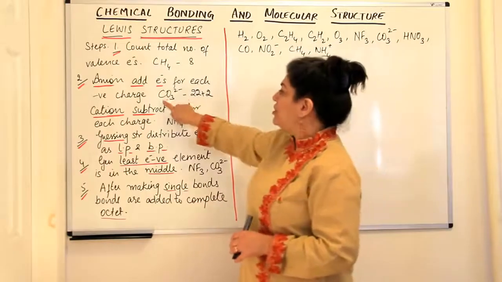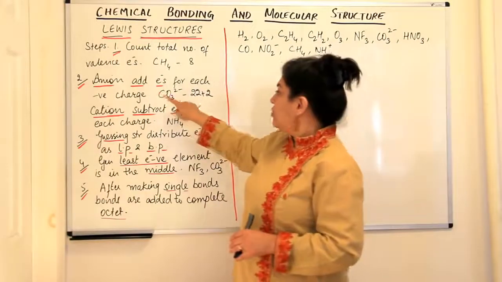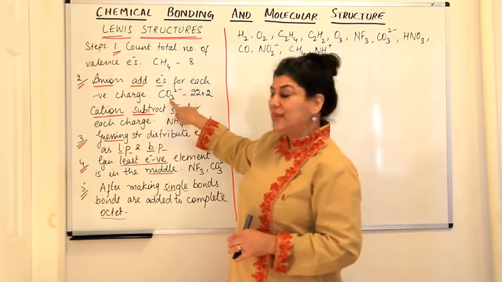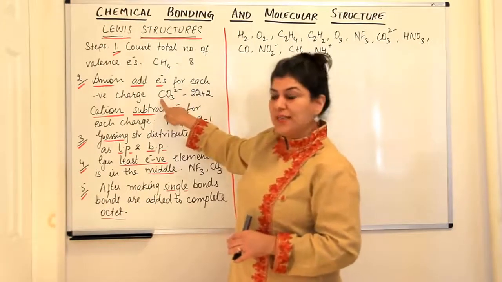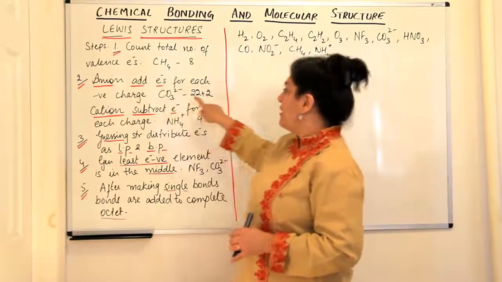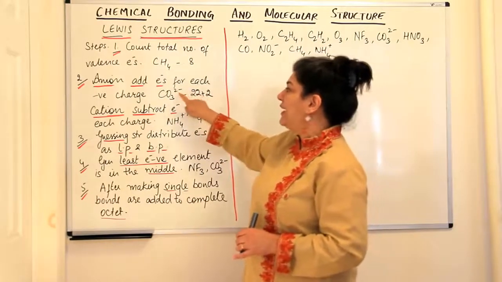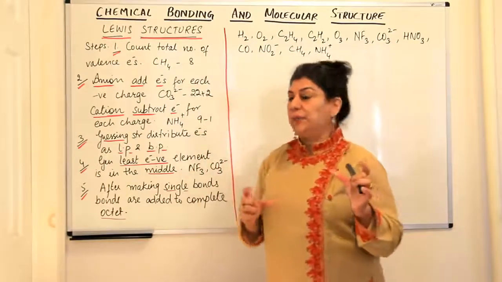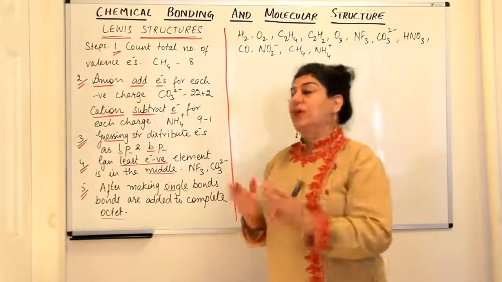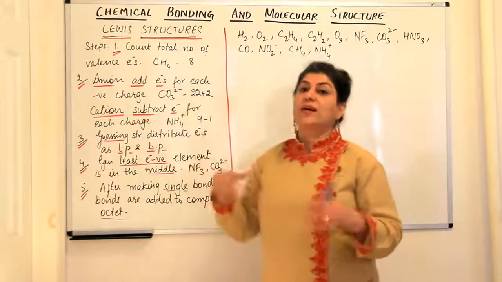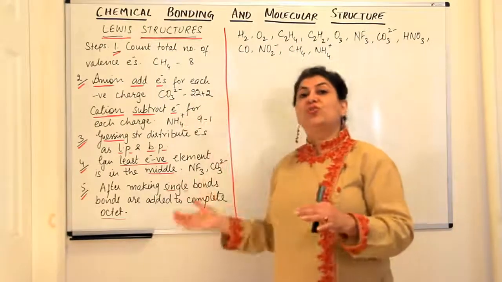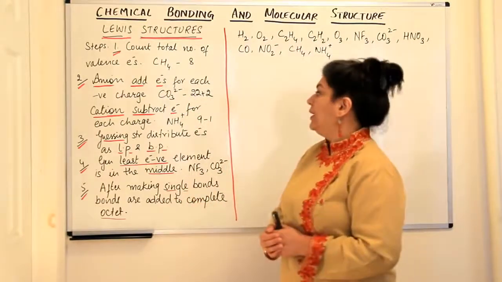For example, if you have CO3 2-, oxygen has 6 valence electrons, carbon has 4 valence electrons, there are 3 oxygens, so 6 into 3 plus 4 is 22, and there is a 2 negative charge on the carbonate ion. Therefore, this 2 negative charge means there are 2 electrons more in addition to the 22 valence electrons. So the sum comes out to be 22 plus 2, which is 24.